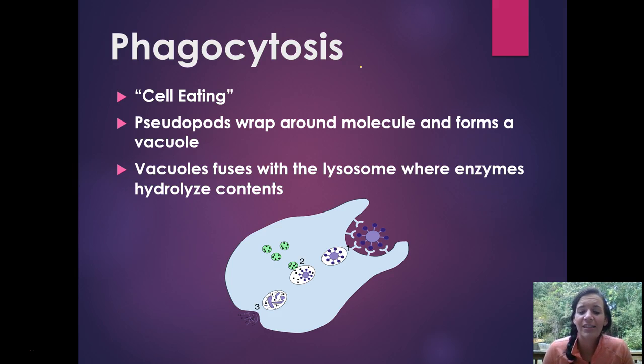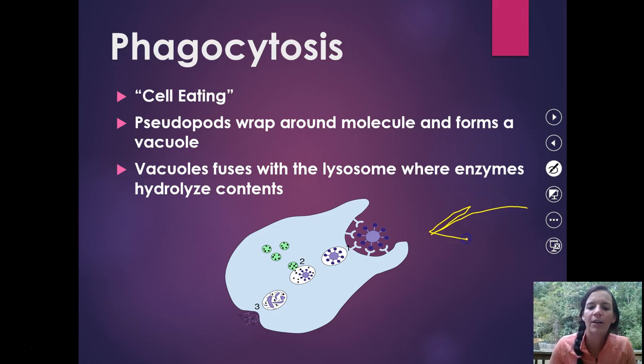Phagocytosis is known as cell eating. Cell eating is simply these pseudopods wrapping around the food and pulling it in, and then that vacuole forms and brings it into the cell's cytoplasm. And this is a great picture down here showing how that works.